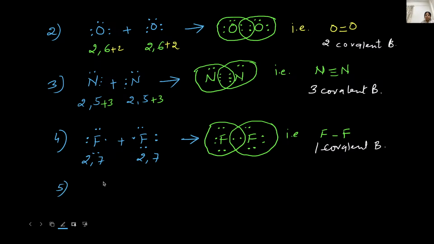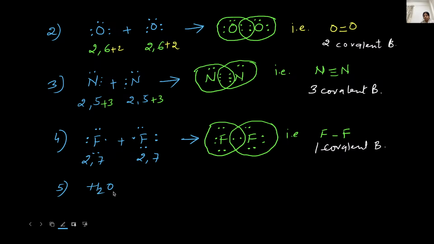Take the example of a heteroatomic molecule. Now, what is a heteroatomic molecule? See, we are studying here the examples of homoatomic molecules. Homoatomic molecules have the same kind of atoms together in a molecule. Heteroatomic molecules have different kinds of atoms present in a molecule.